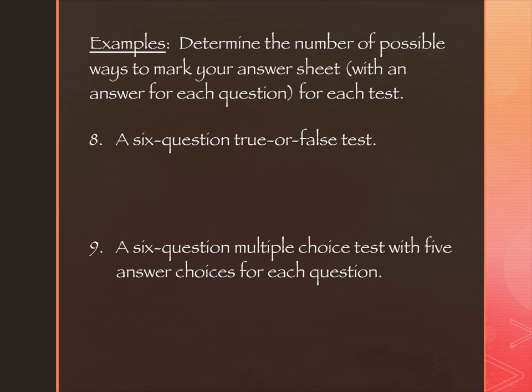So it says we've got a 6-question true or false test, and we're trying to find the number of ways we could mark our answer key if we were totally random guessing, right? That's the idea. So if I have 6 questions, I'm going to have 6 blanks. And it's a true-false test. So how many choices do I have for every question? 2.